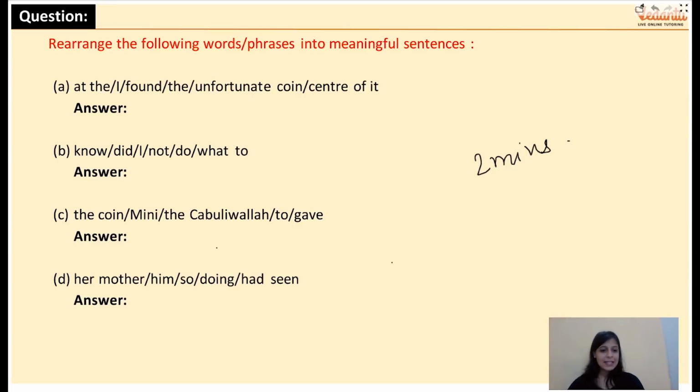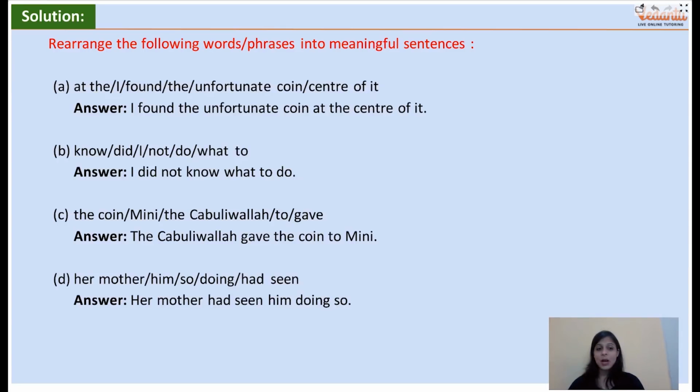Okay, let's quickly talk about it and then jump to since and for. The first one is going to be, I found the unfortunate coin at the center of it. So guys, what problem we face is, we feel that one option is going to be the correct one, but if you frame another sentence that does not match the one framed by your friend, both of them individually make sense.